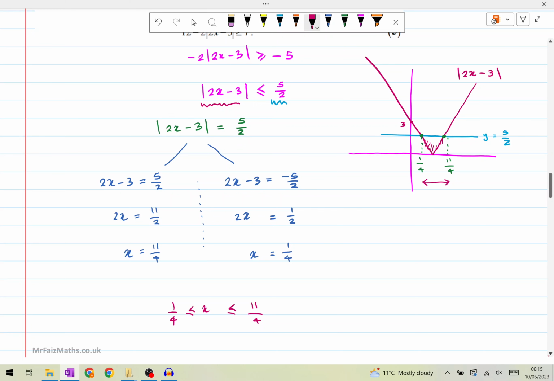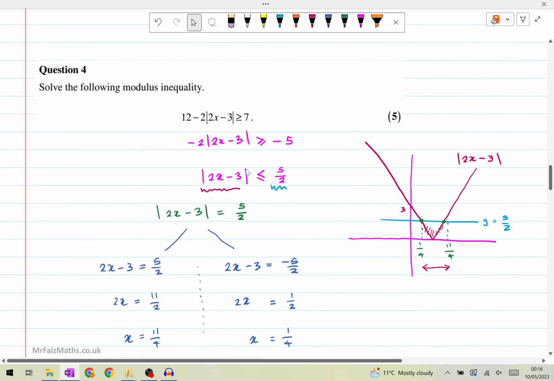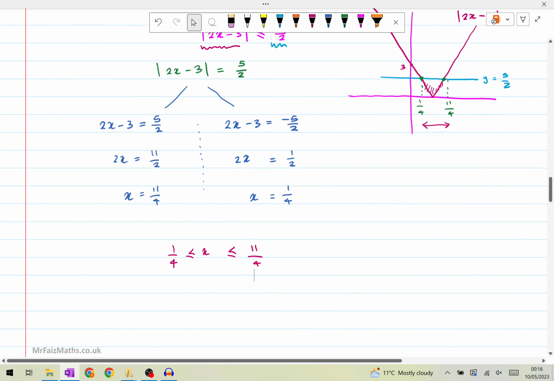Right? The original inequality sign was a less than or equal to sign, or greater than or equal to sign. So in this case, both of these values are included.